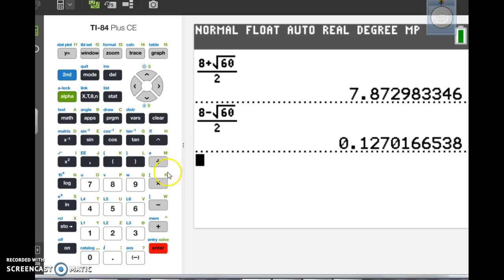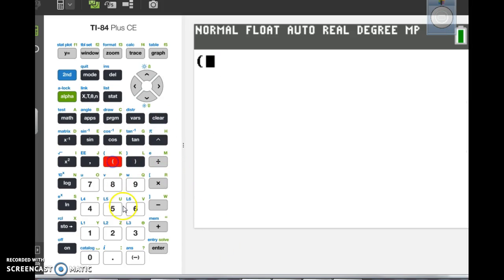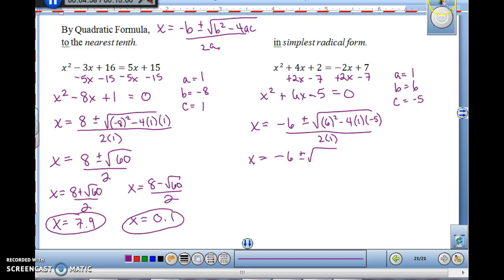So in my calculator, I have parenthesis 6 squared minus 4 times 1 times negative 5. And I get 56, all over 2 times 1, which is 2. All right, now this says simplest radical form, so I have to know what perfect square goes into 56.